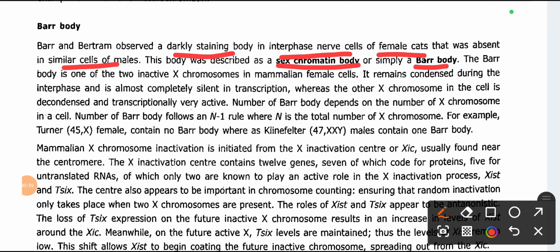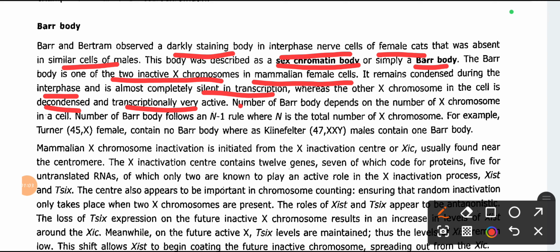The Barr body is one of the two inactive X chromosomes in mammalian female cells. One of the X chromosomes is inactive, and this inactive one remains condensed during interphase and is silent in transcription, whereas the other X chromosome is decondensed and transcriptionally active. One is condensed and inactive, another is decondensed and active.